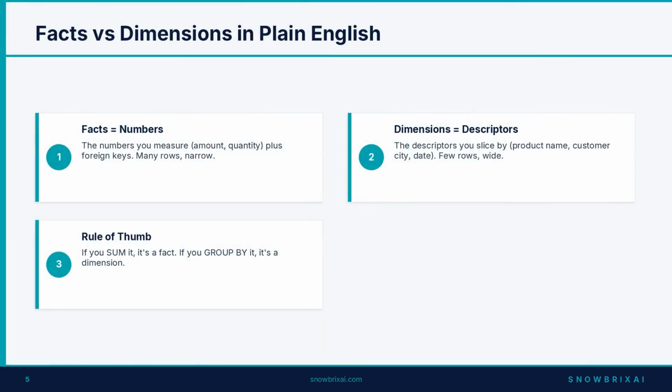Here is the simplest way I know to tell facts from dimensions. Facts are the numbers you measure, like amount and quantity, plus the foreign keys. Facts have many rows. Dimensions are the descriptors you slice by, like product name, customer city, or date. Dimensions stay small, and here is the rule of thumb I give every junior engineer. If you sum it, it is a fact. If you group by it, it is a dimension. Keep that one sentence in your head and you will model correctly every time. Now we start building dimensions first.